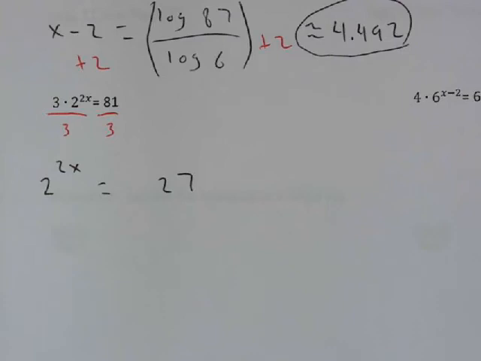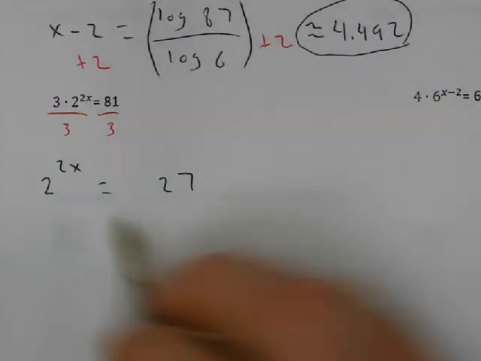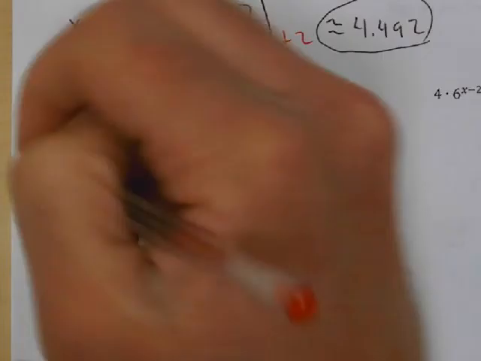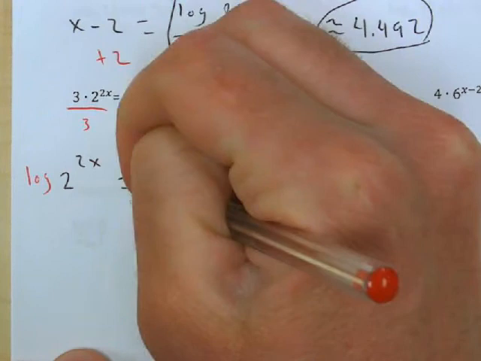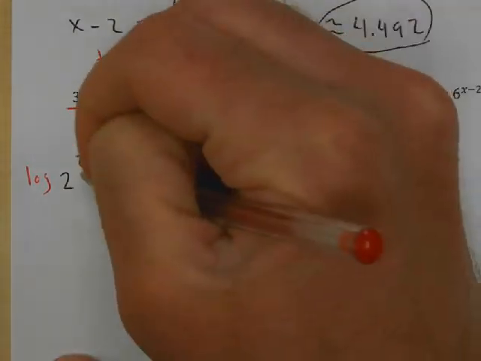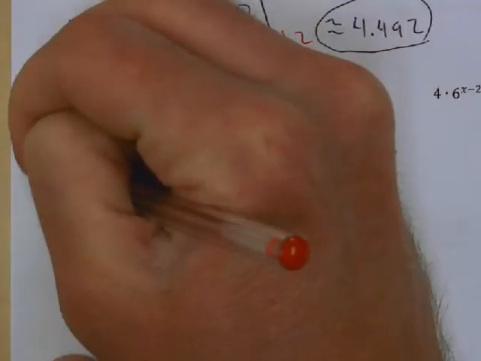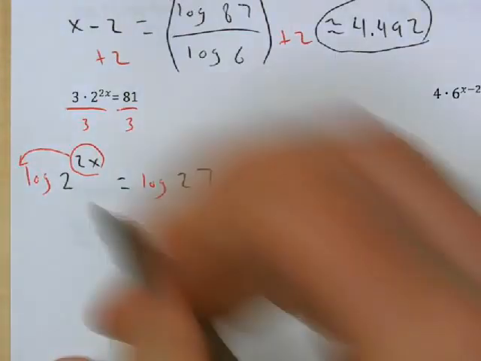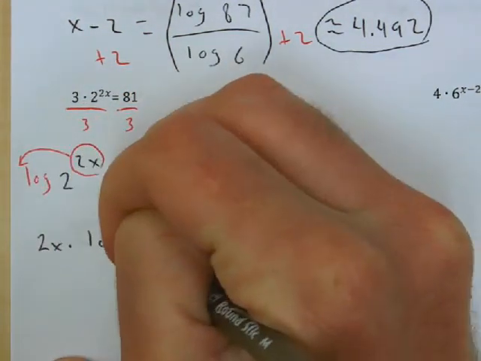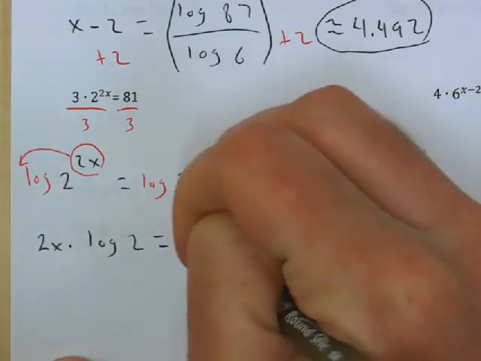Okay, so here, let's take the log of both sides so we can get that x variable out of the exponent there. And again, we can do log base 10 or natural log. You can go back and forth, doesn't matter. Your calculator will give you the same answer. It's your choice. I'm going to take the exponent, put it in front, and then we're going to get 2x times the log of 2 equals the log of 27.